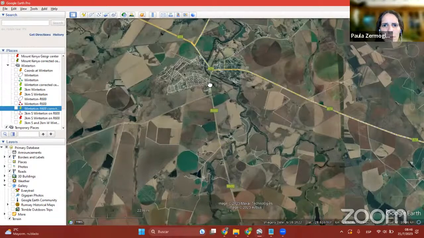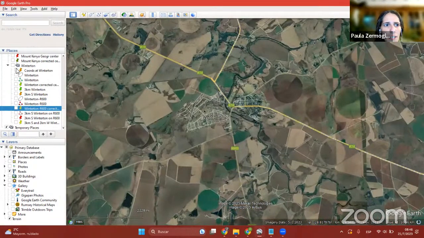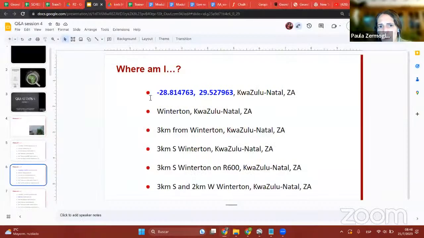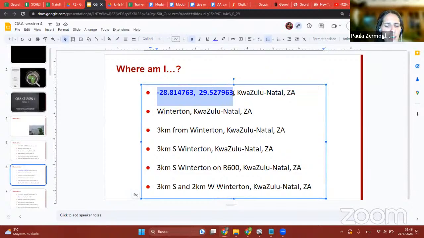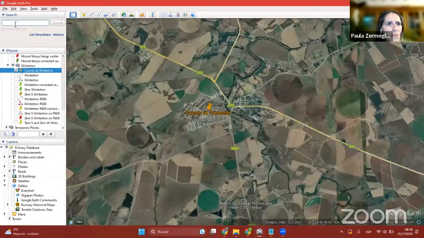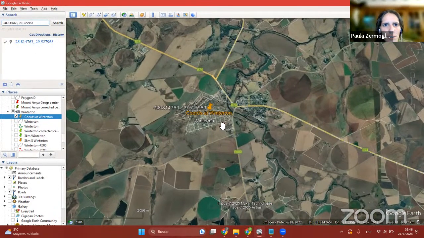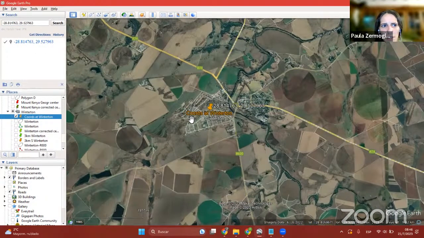And I look for the coordinates that were given. What I do is copy these coordinates because here I don't know where they are. I only know that they are in KwaZulu-Natal, in South Africa. So I'm going to look for these coordinates in Google Earth up here. Search. Let's see, I have one space too many here. There. And so those are the coordinates here. So I find them there.